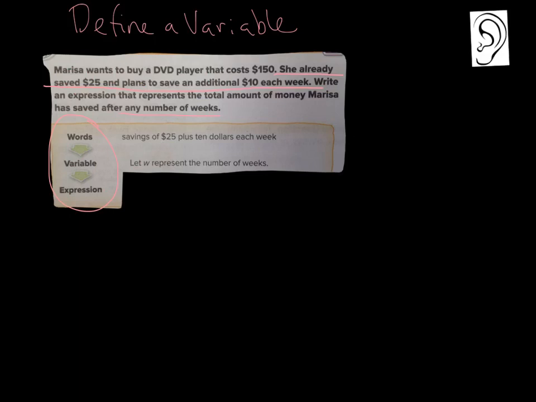Now I need to use a symbol there because I need to define my variable. So now my expression becomes $25 plus $10 each week. When I have $10 each week, I can multiply 10 times W, because that's $10 for every single week. Then after I figure that out, I just tack on $25 and I know how much she has in order to buy her DVD player. So for writing an expression, first we have to define a variable. Then we have to understand the concept where we're saving $25 plus $10 each week. Then we know that our variable is W. Now we rewrite our expression.